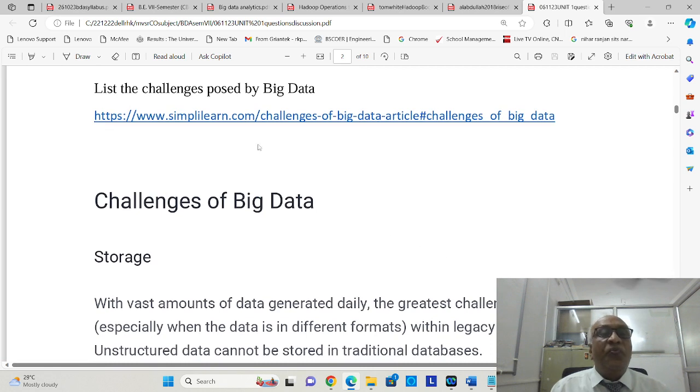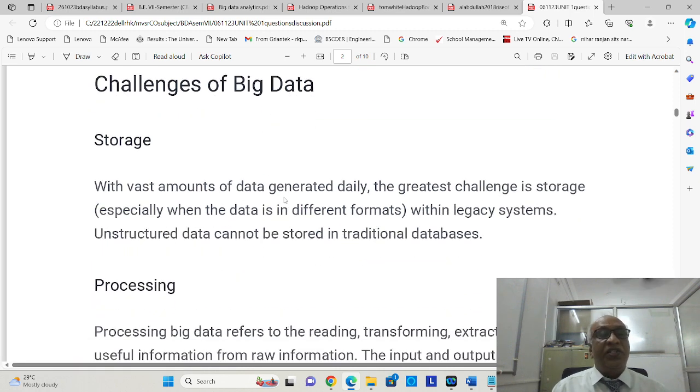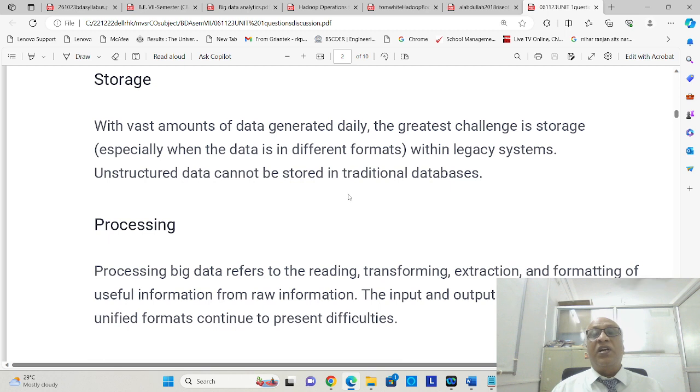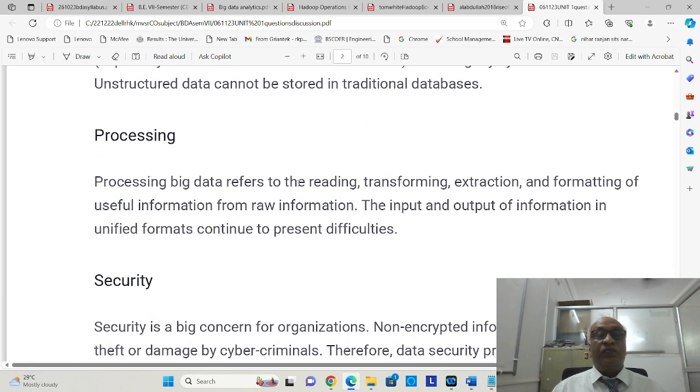The first I have taken from this Simplilearn link. As per this, the first challenge is storage, because a large amount of data is generated. So legacy systems cannot handle that, and your unstructured data cannot be stored in your traditional databases. What is the meaning of unstructured data? The standard meaning is it can be a JPEG file or it can be a video file kind of. The second challenge is processing.